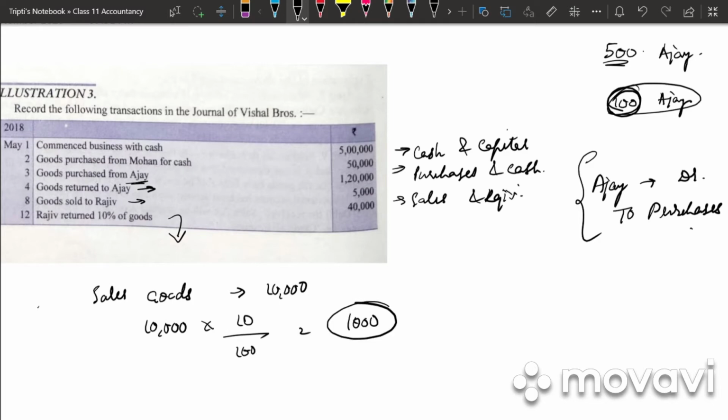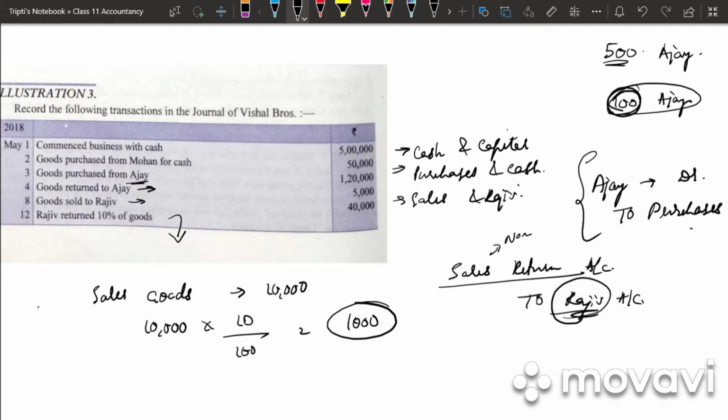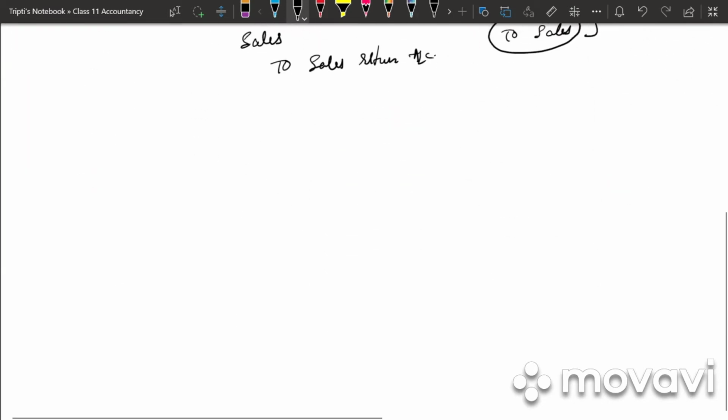जो भी goods आपने बेचा था वो आपको वापस मिल रहा है. So you will debit sales returns account and credit who is giving us, Rajiv account. Rajiv account is personal. So what is the rule? Debit the receiver, credit the giver. Rajiv is giving us, so it is credited, and we are getting back the goods, so it is sales return account. Sales return is a nominal account. Clear? So let us work out the problem.